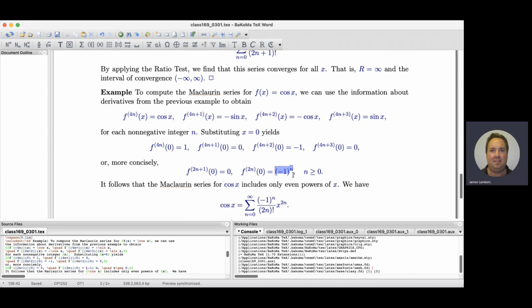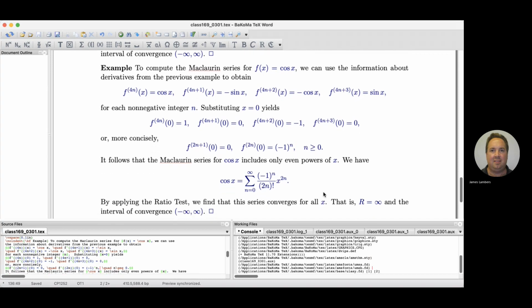Now, this expression, as we've seen before, is equal to plus 1 if n is even, minus 1 if n is odd. So since we see here that the order of the derivative is 2 times an even number, we want 1. 2 times an odd number, we get minus 1. So that's what leads us to using minus 1 to the n down here. This series for cosine x also converges for all x. So here's the radius of convergence and then the interval of convergence.